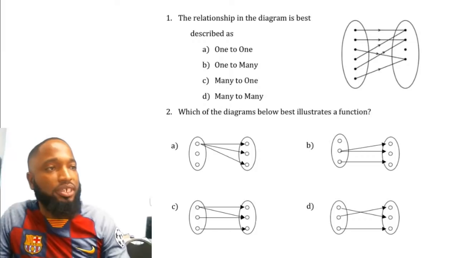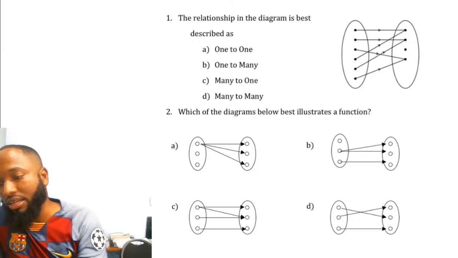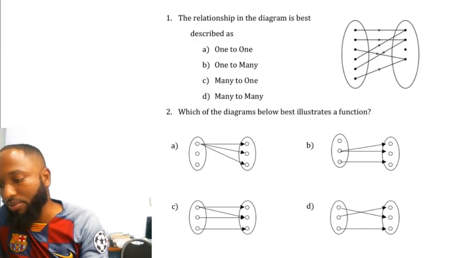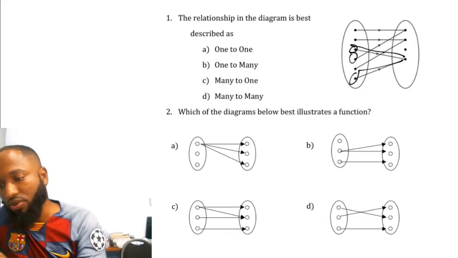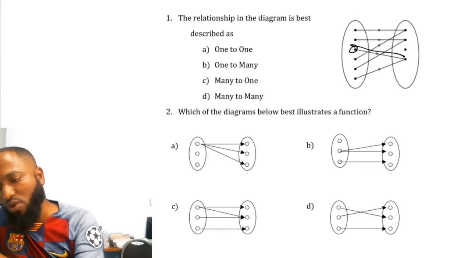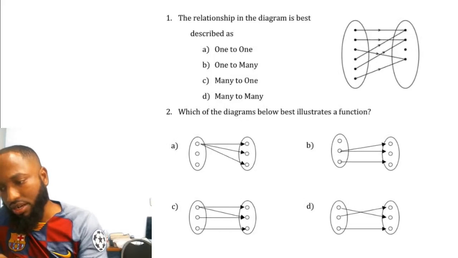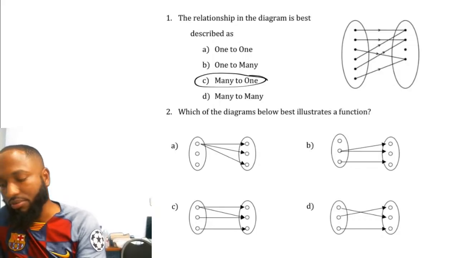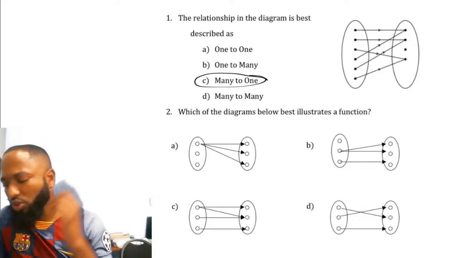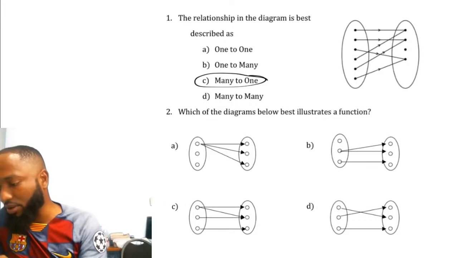The relationship in the diagram is best described as many going to 1 here, many going to 1 there, many going to 1 there. We have any 1 going to many, and I see no splits here. So many to 1, many to 1. C, many to 1. So we talked about this already. Which of the diagrams below best describes a function?